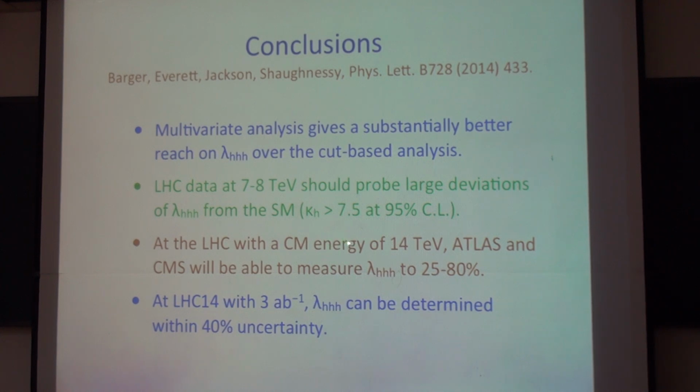And if we have 8 TeV only, then kappa can be as large as 7.5. Whatever we have measured, actually we don't know. It has a large uncertainty. But with almost twice the energy, with enormous luminosity, assuming pile up will not kill the signal, and also unphysical background will not kill the signal, then maybe we will be able to determine lambda with a 40% uncertainty. Thank you.